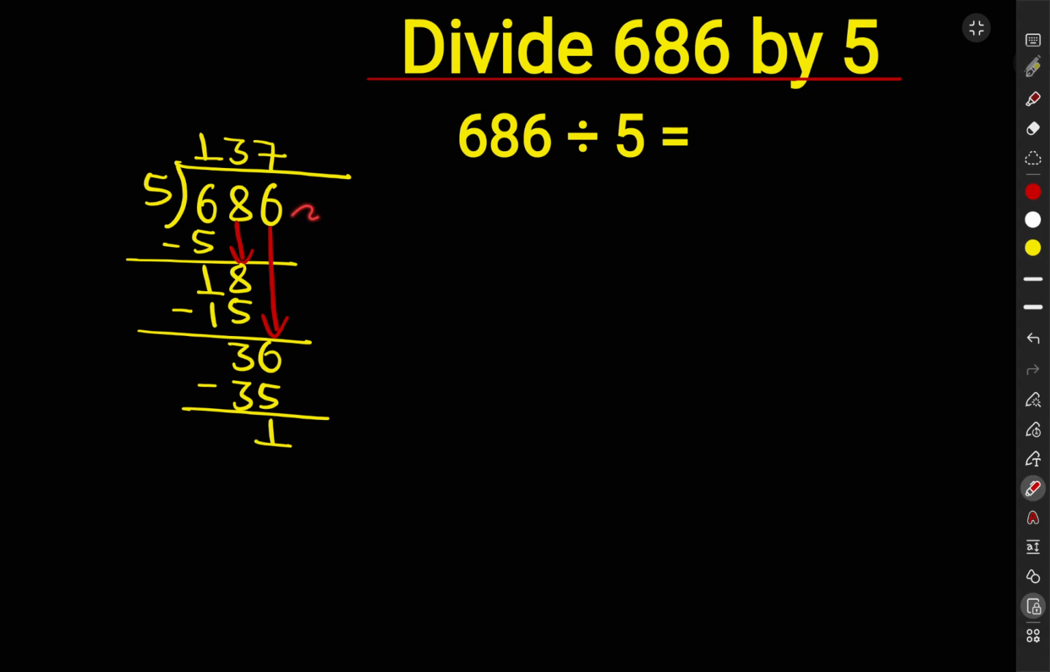So now we have no other number to put down. So we take a decimal here, so that we put 0. So it is 10 and 5 times 2 is 10. On subtracting we get 0. So 686 divided by 5 is 137.2.